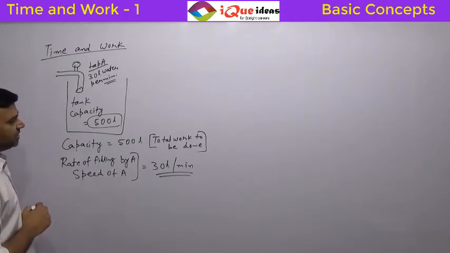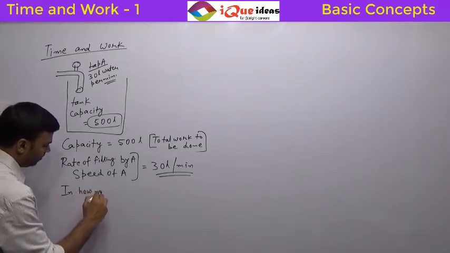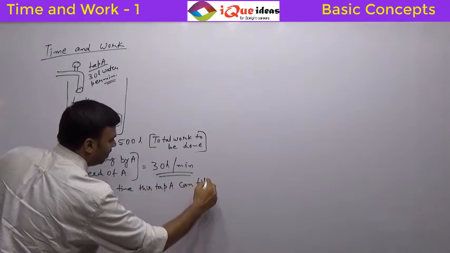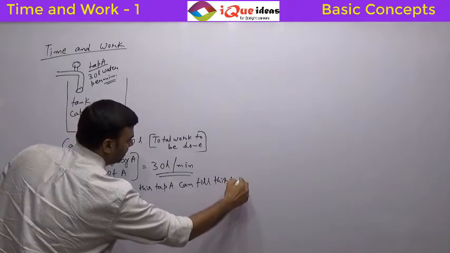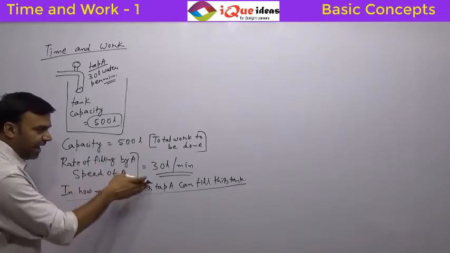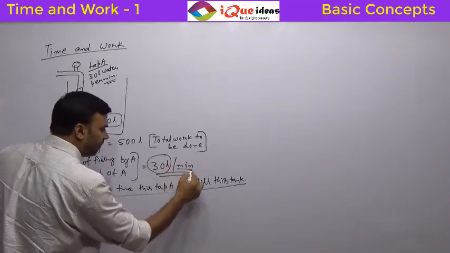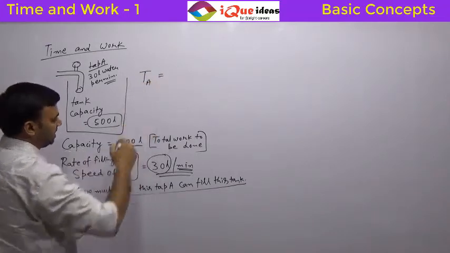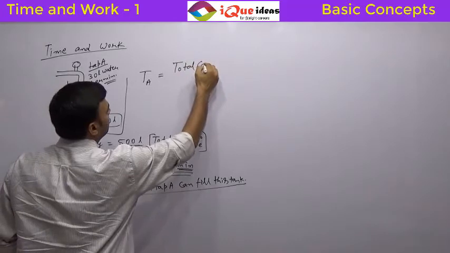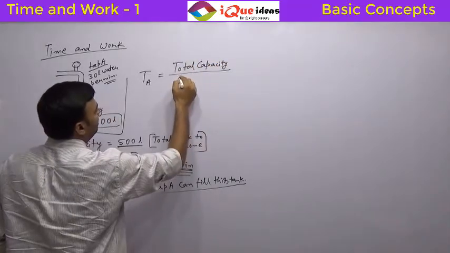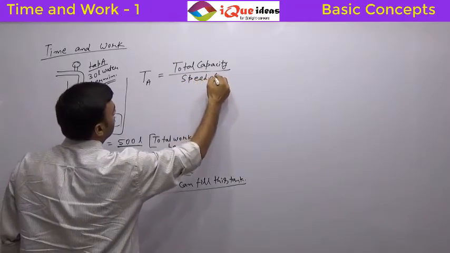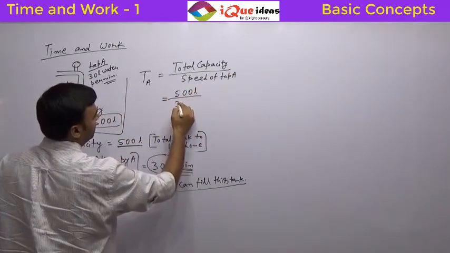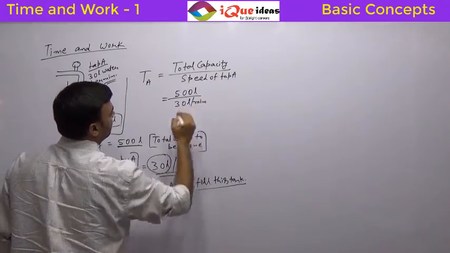So now if I ask, in how much time this tap A can fill this tank, how will you do that? Look at the question very carefully. It says in how much time this tap A can fill this tank. Tap A can fill 30 liters in every 1 minute. That means to fill 500 liters, the time required by A to fill the tank will be total capacity divided by the rate of filling or the speed of tap A. So the total capacity is 500 liters divided by 30 liters per minute. This will be the time taken to fill the tank.